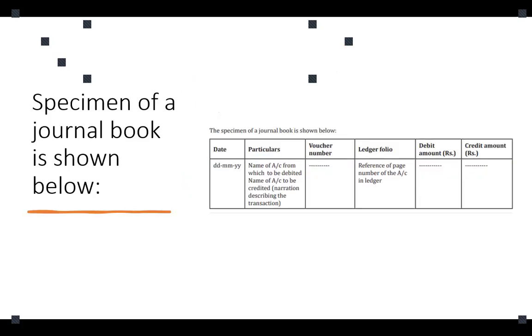This is a basic specimen of a journal book. You can see that the first column is called date. In this you have to record the date information, and then particulars. All the information that you need to give for the different accounts will be recorded there. For example, you make an entry like cash account debited to bank account. In this case you have to specify the particulars and then write the narration, then the voucher number, ledger folio, debit amount and credit amount. This is the format of the journal.